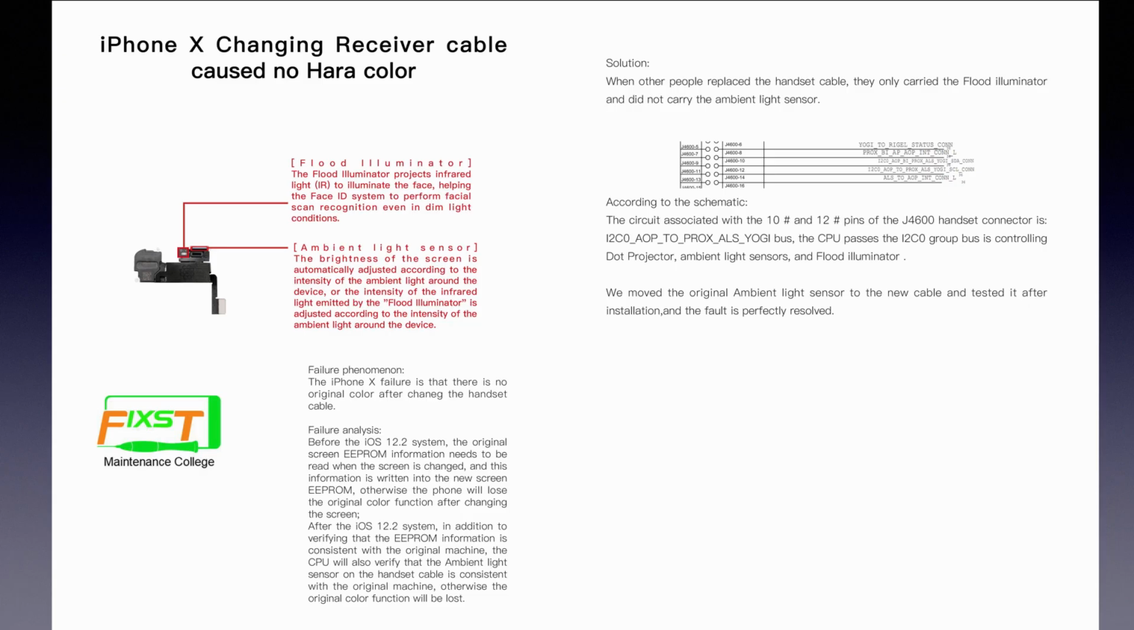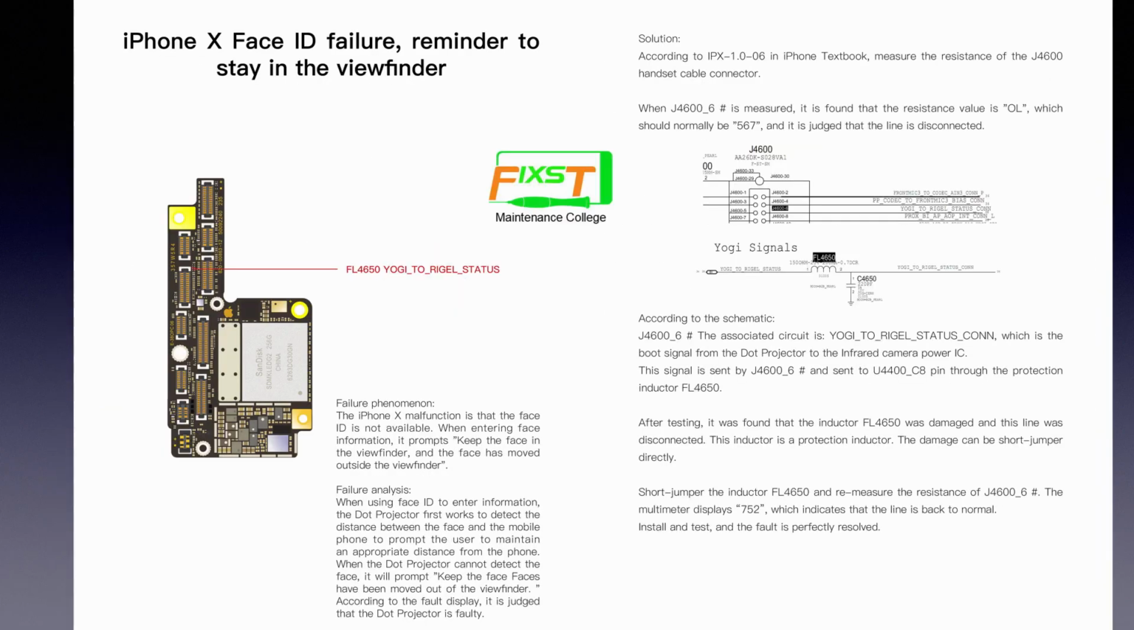When other people replace the handset cable, they only carry the flood illuminator and do not carry the ambient light sensor, so this function is lost. And according to the schematic, we can find that the 10-pin and 12-pin of the J4600 handset connector are I2C bus. The CPU uses the I2C bus to control the dot projector, ambient light sensor, and the flood illuminator. We move the original ambient light sensor to the new cable. After that, we install the phone and test it. This function is also fixed. Okay, this is the next case.